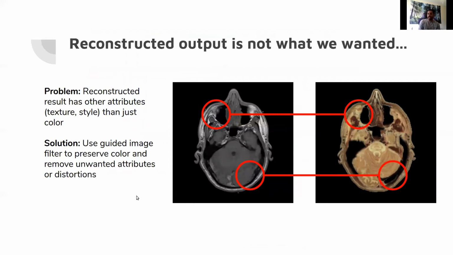So we obtained the reconstructed output, but that was not what we wanted. The process not only transferred the color from the given reference image, it also resulted in a transfer of a lot of other visual attributes like texture and style, which is not what we needed in our final image. To solve this issue, we had to use a guided image-based filtering technique to remove the unwanted distortions from our final image.